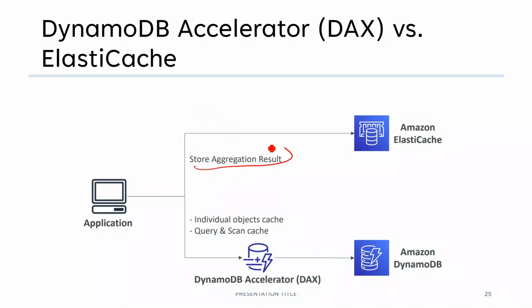If you want to store aggregation results, then go for Amazon ElastiCache. If you want to store session data or session cache or whatever else, you can also use ElastiCache with RDS also. You can also use ElastiCache with your own application also.